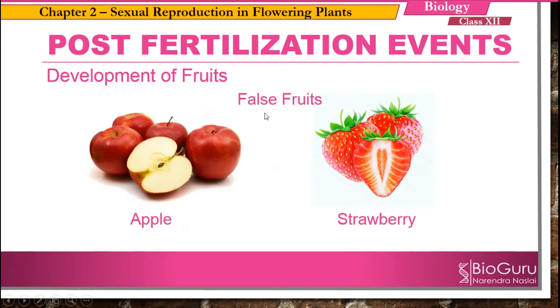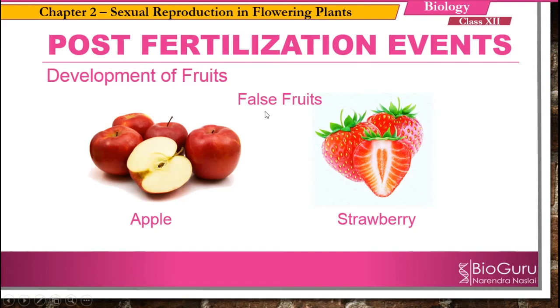Some fruits are called false fruits, because the fruits which develop from a part other than the ovary are called false fruits. I repeat, the fruits which develop from a part other than the ovary are called false fruits, right? So now, when do we call it a true fruit?